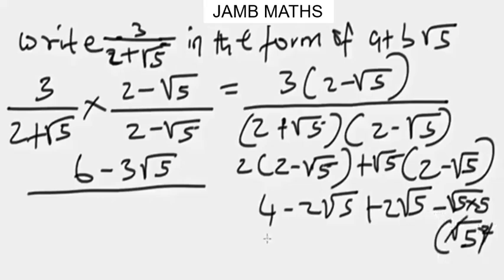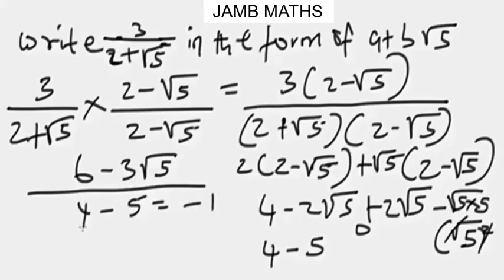Now our final result here will be 4 minus 5, because minus 2 root 5 plus 2 root 5, just like minus 1 plus 1, gives 0. So what we have here is 4 minus 5, and 4 minus 5 is negative 1. In mathematics, the rule is that you can't have a negative sign at the denominator. So when you have a negative sign at the denominator, all you have to do is take it to the numerator, and it will multiply everything at the numerator.